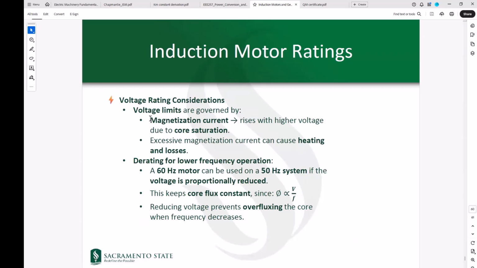So, voltage rating considerations: the voltage limits are governed by magnetizing current. Excessive magnetizing current can cause heating and losses, so you don't want to go over voltage. Derating for lower frequency operation, keep that in mind. A 60 hertz motor can be used in a 50 hertz system, but you need to reduce the voltage proportionally to maintain constant V over F.